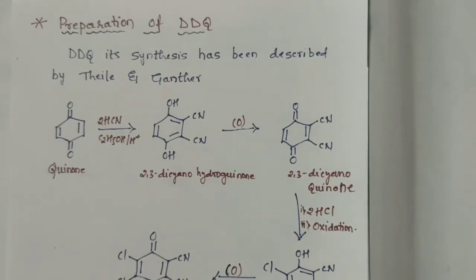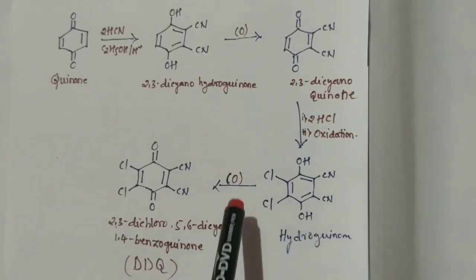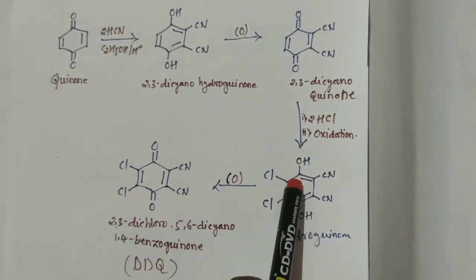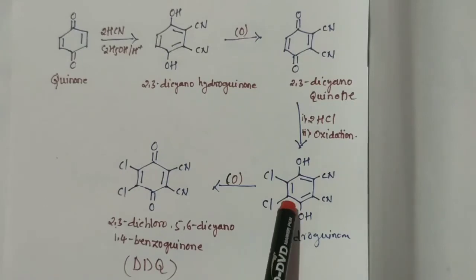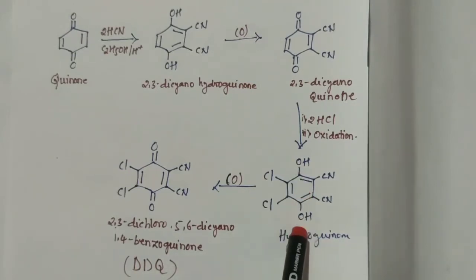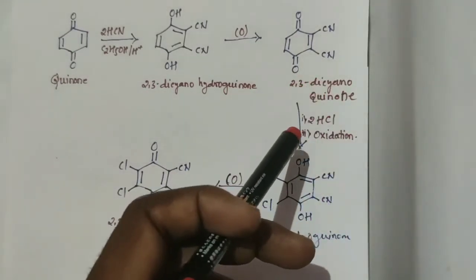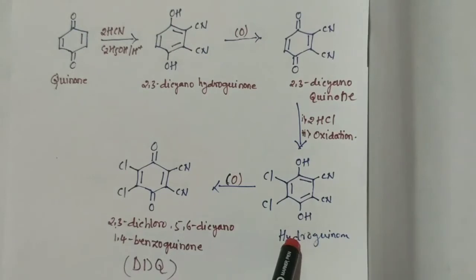This dicyano substituted quinone molecule then reacts with HCl. Actually, I reduced one step here. This hydroquinone, after reacting with an HCl molecule, forms a monochloro substituted hydroquinone. This monochloro substituted hydroquinone, after oxidation, gives the monochloro substituted quinone molecule. That quinone molecule, after reacting with a second molecule of HCl, gives the dichloro substituted quinone molecule.